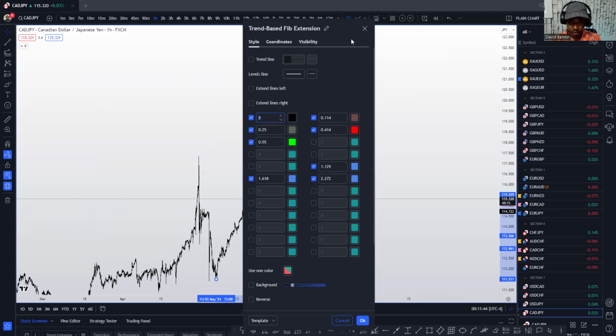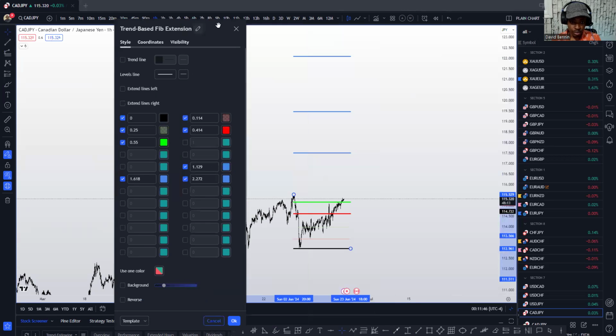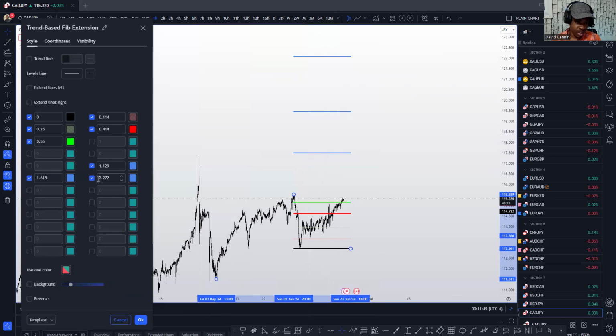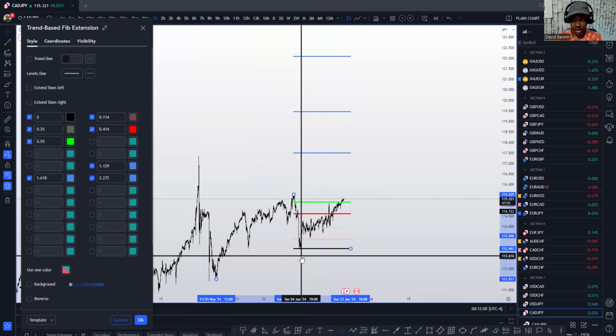The blue levels are my TP. My TP1 is 1.129. TP2 is 1.618 and TP3 is 2.272, right? These are very extended TPs.